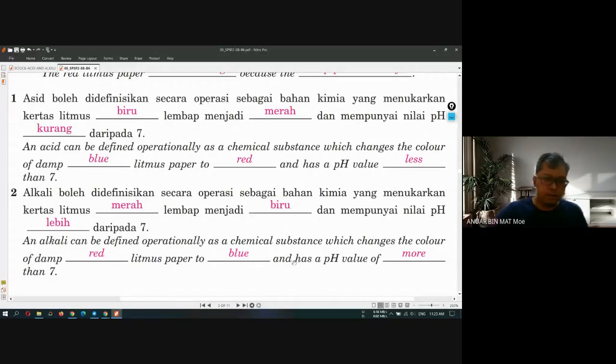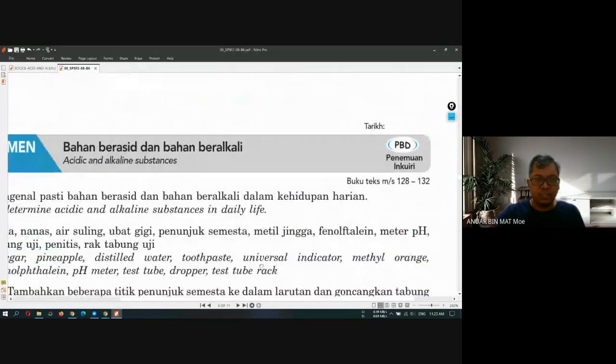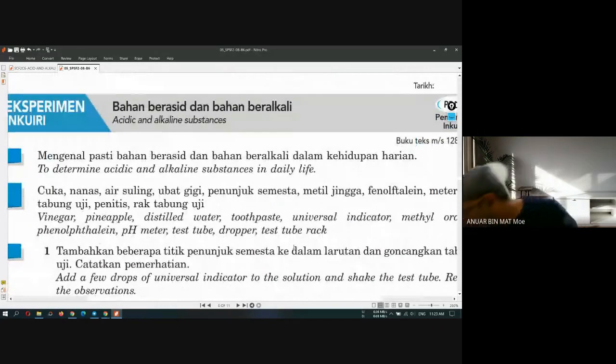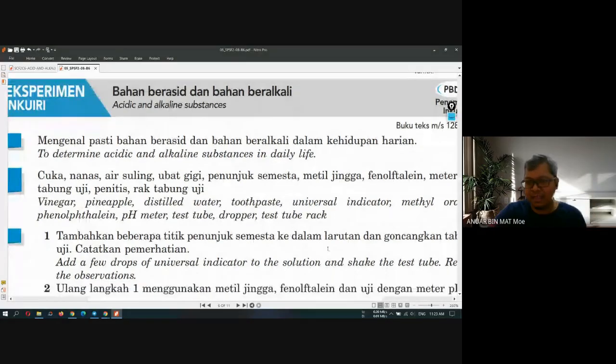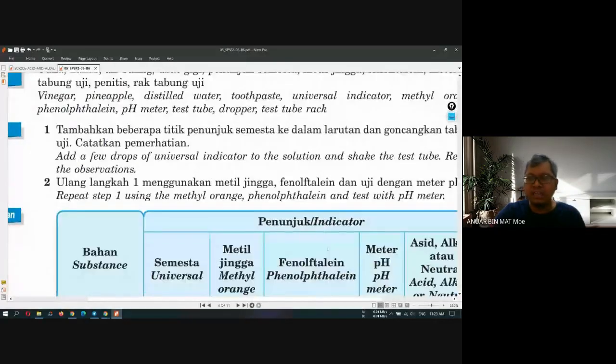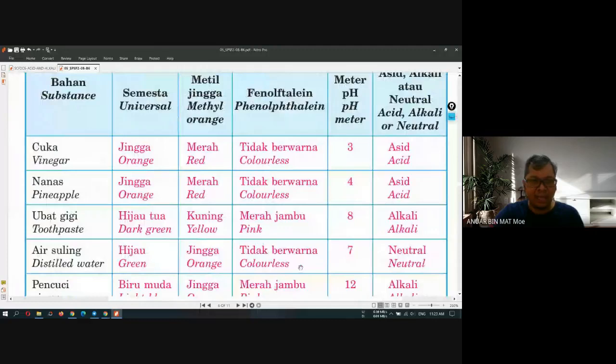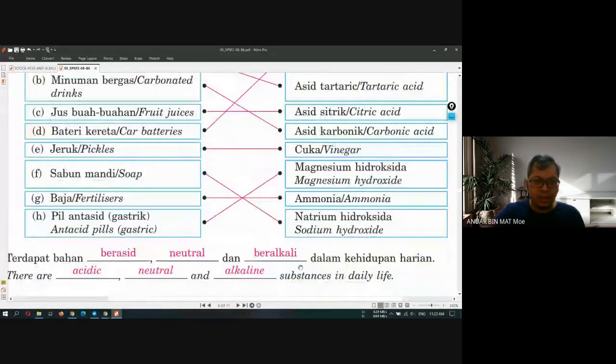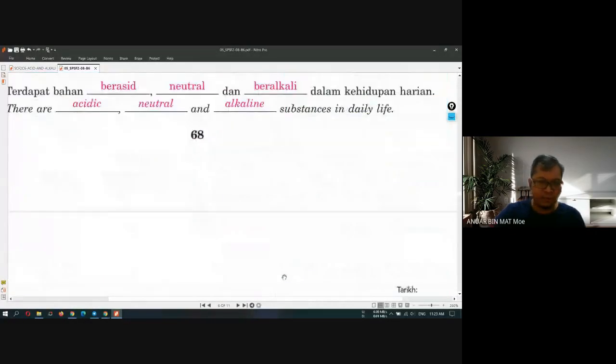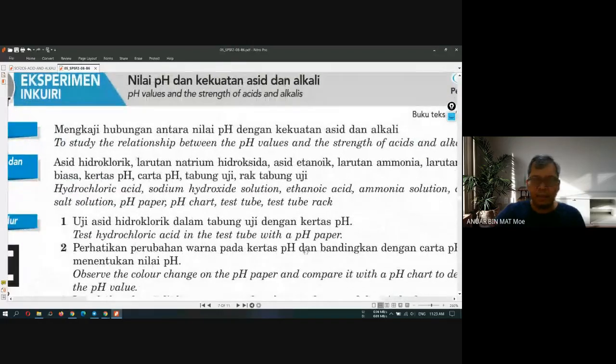Okay, good. Next page, 68. I think I will skip this because maybe when we all go back to the school, we can test the real things, to show you the real indicator, which one is acid and which one is alkali. No need to do this. We will try to do this in the school. And then page 69.